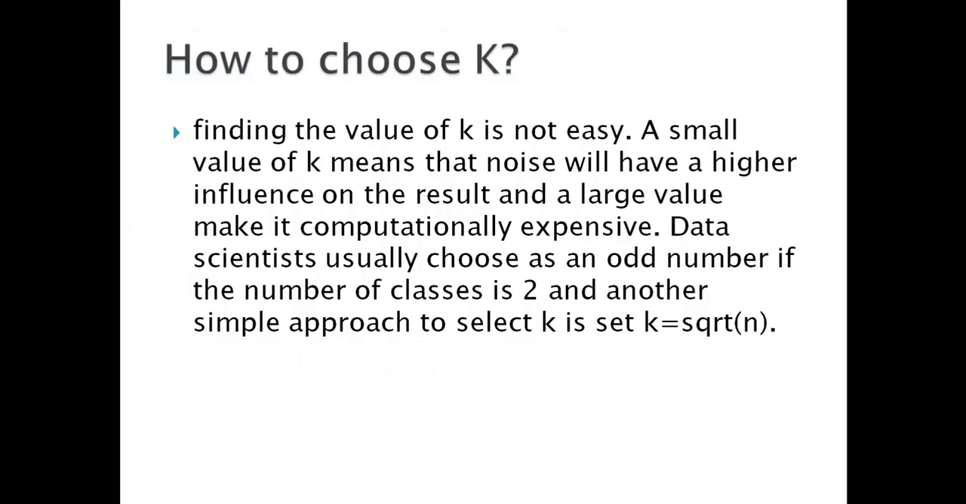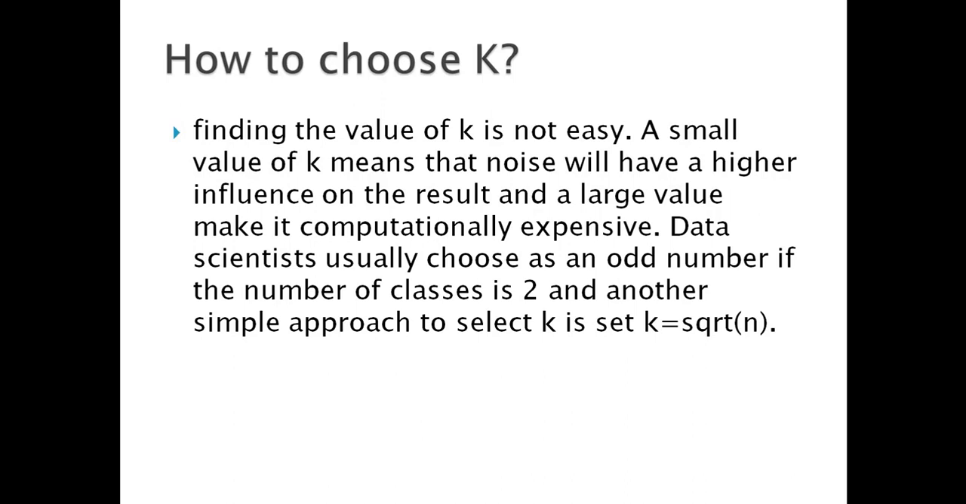As you can see in the slide, as I've already mentioned, choosing the k value is not easy. If you choose a smaller value of k, noise will have higher influence. So what is noise? Some misclassified data will have higher influence on the result. With a large value, it will take a lot of time and it is not worthy to consider all the data. It is like checking all the data to predict. So that is not worthy of doing.